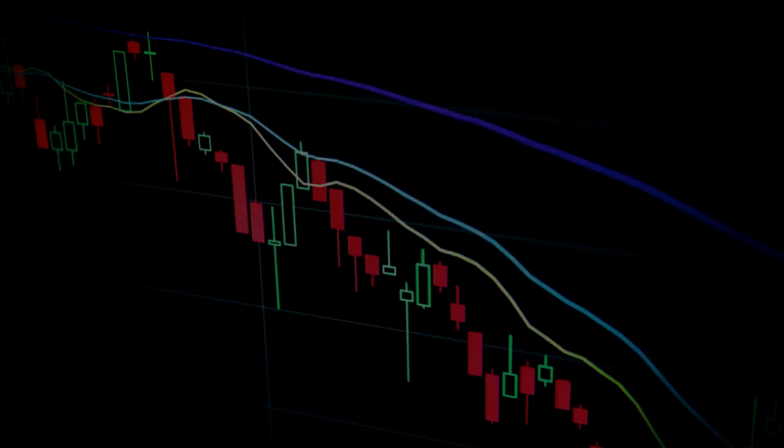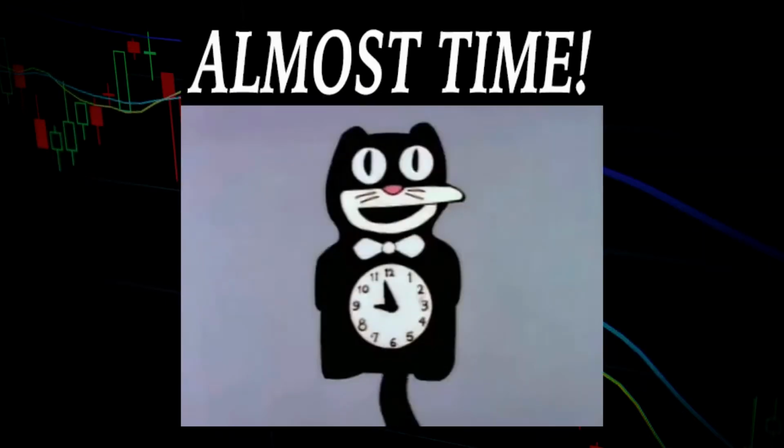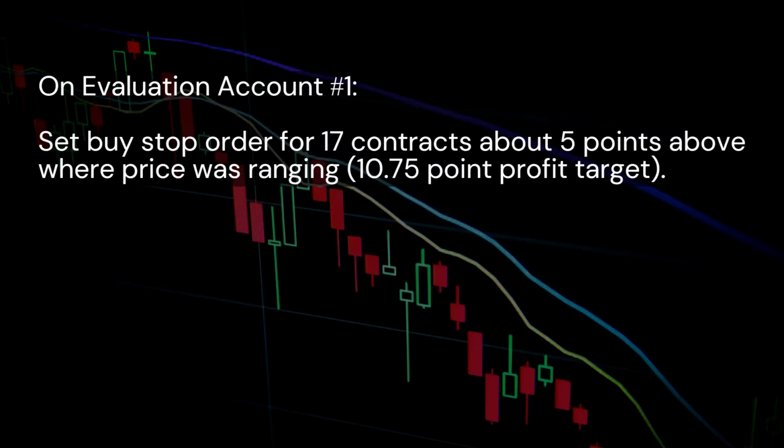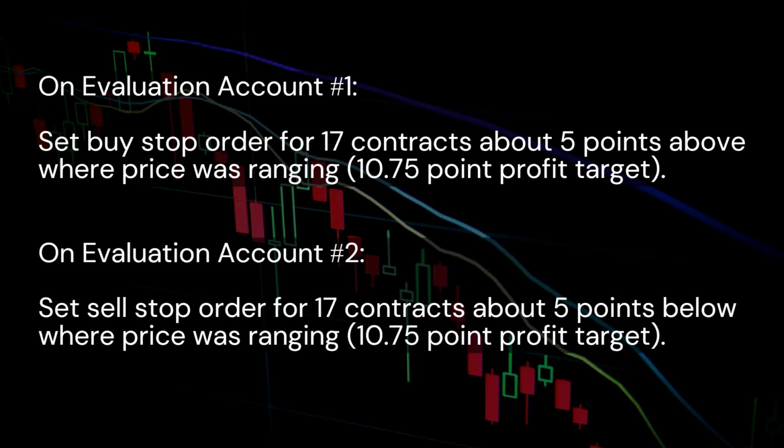On September 21st, a few minutes before the FOMC minutes release, I set a buy stop order using the maximum 17 contract size at about 5 points above where price was ranging in one of the evaluation accounts. And in the other evaluation account, I set a sell stop order for 17 contracts at about 5 points below where the price was ranging.